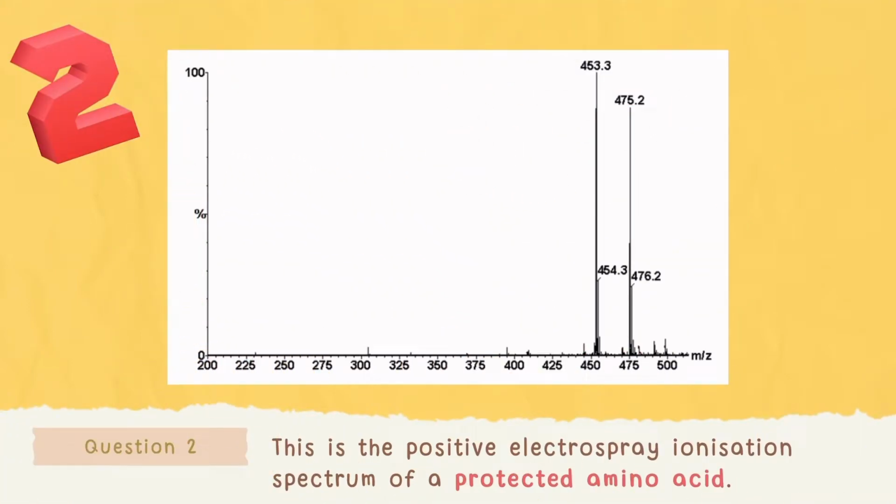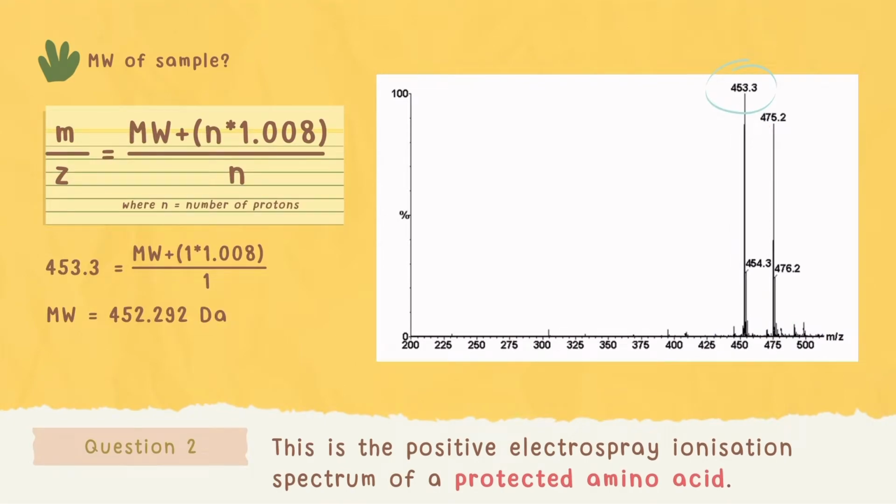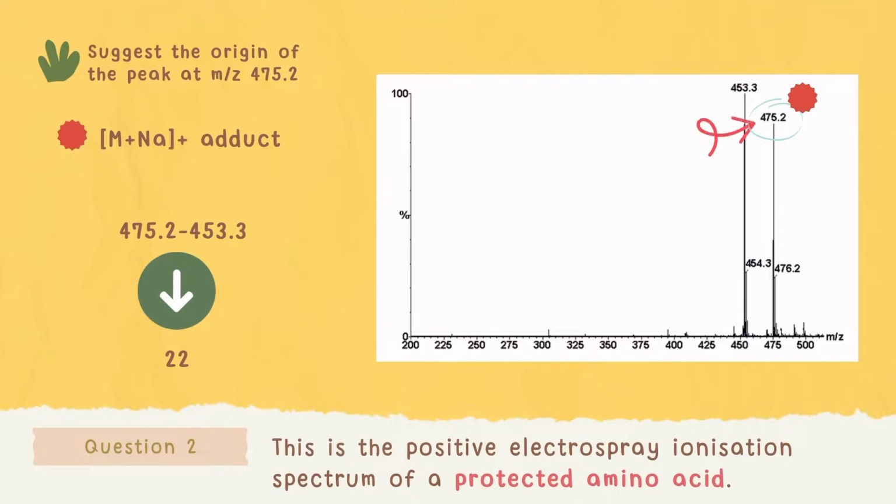Moving on to the second case, we now look into a protected amino acid. To calculate the molecular weight of the sample, we use the same formula as the first case and get 452.292 daltons. Notice, however, that we use the 453.3 m/z peak to solve the molecular weight. The peak to its right, which is the 475.2 m/z peak, corresponds to the sodium ion adduct. We were able to deduce this since the difference between the m/z ratios of the two peaks is 22.